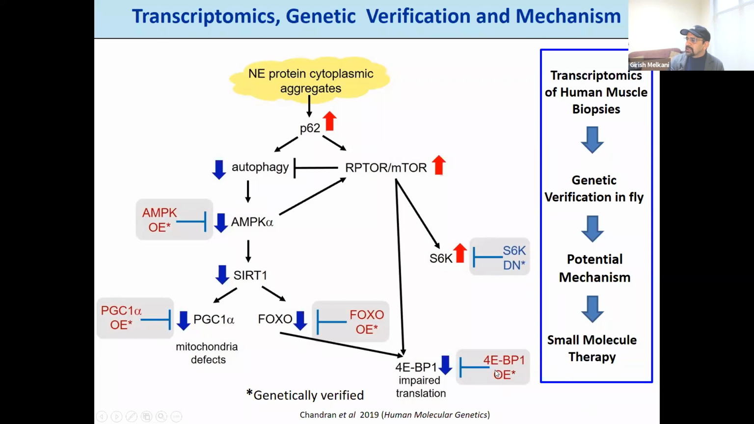We can overexpress 4EBP, we can rescue that. But here the TOR was upregulated and the downstream of the TOR, S6 kinase, was also upregulated. When we use a dominant negative version of this kinase, we can also rescue.